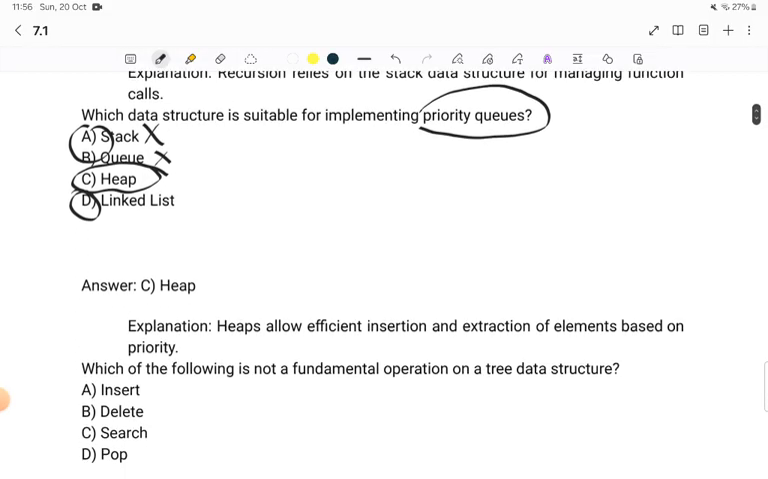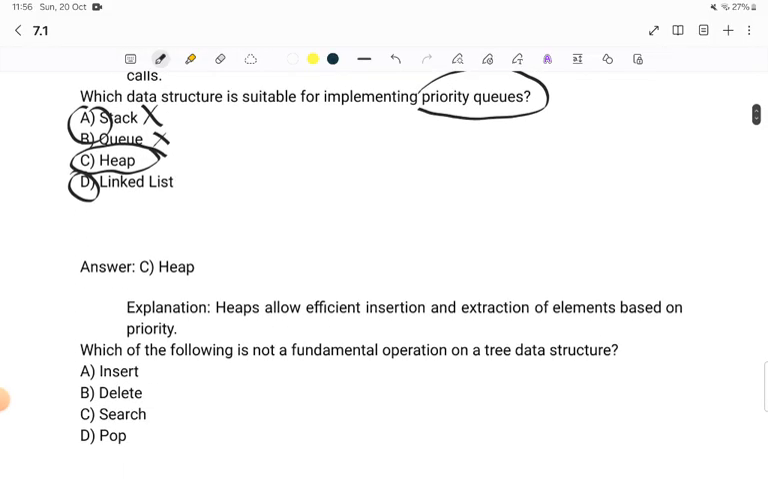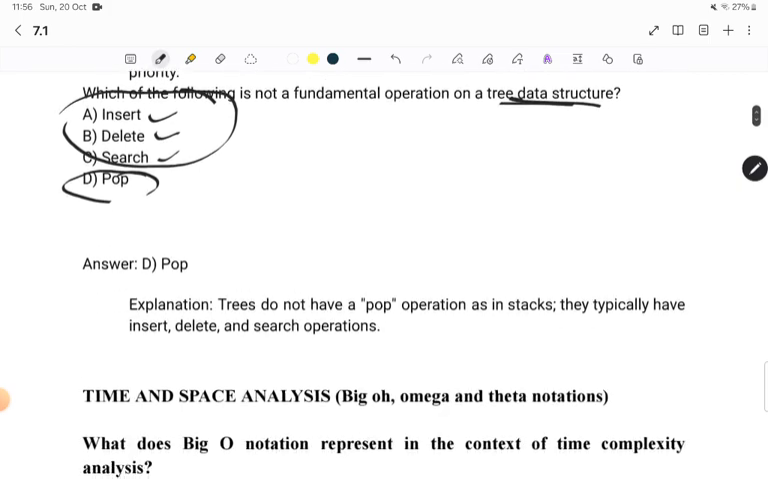Let's go to the next question. Which of the following is not a fundamental operation on the tree data structure? We can see insert, delete, sort, all these are operations for the tree data structure, but pop is not a fundamental operation, so pop is the correct answer.